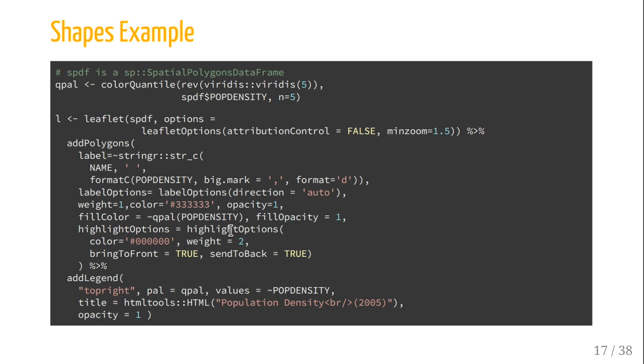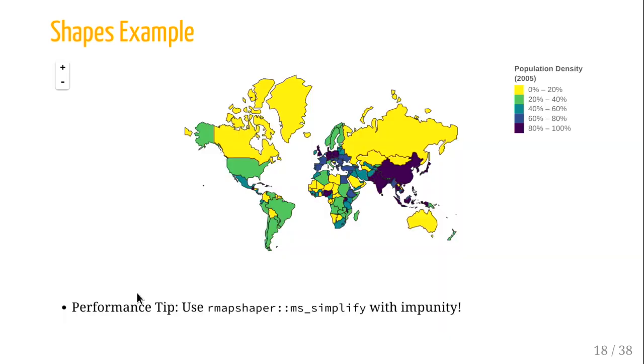This is a choropleth map with population density of USA. Add polygon, give it a label that will be shown whenever I'm hovering over the polygon. Give it a highlight option so that it changes its background color a little bit so that you know where you are. And again, add a legend that shows you what that population density represents. And this is the output of it.